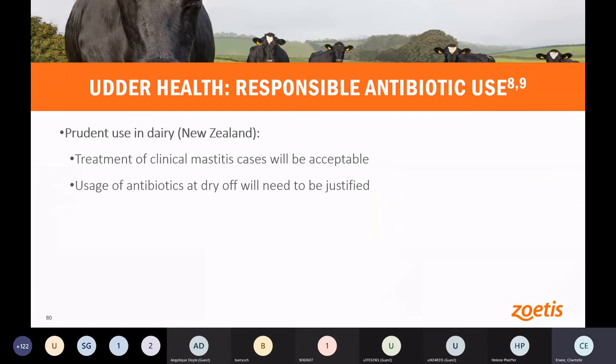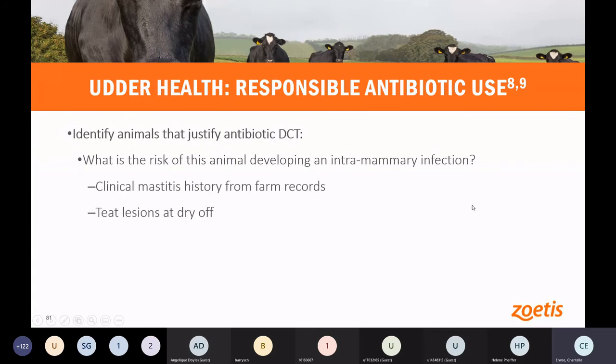So what they do in New Zealand, for example, is they treat clinical cases, that's acceptable, but their use of antibiotics at dry off actually needs to be justified. There are some countries where it's actually law. I think it was Denmark, where selective dry cow therapy is now written into legislation, I think since 1995 already.